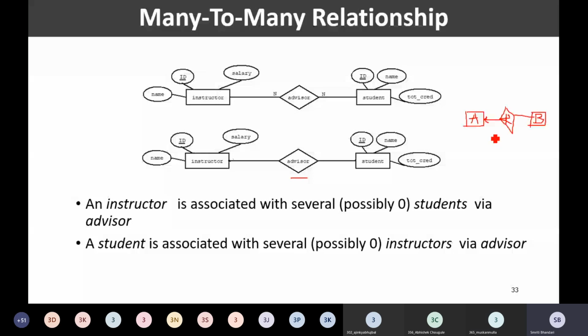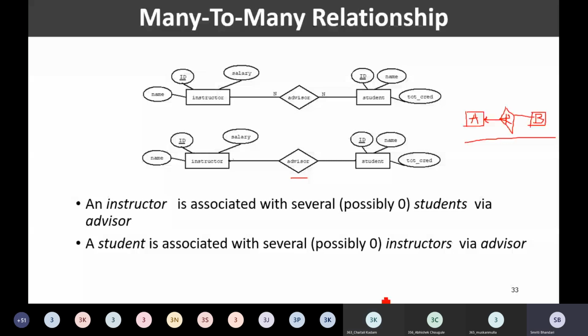Anybody who can explain this? One to many. One to many from? From A to B. It is one to many from A to B. Correct? Yes, it is one to many from A to B.